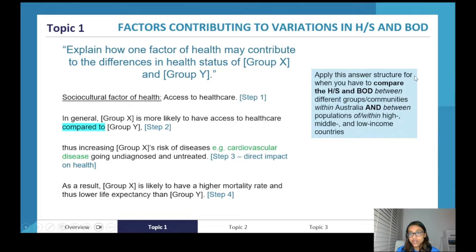And then you can apply this answer structure for when you have to compare the health status and burden of disease between different groups and communities within a country, so within Australia, and between populations within high, middle, and low income countries. So that just means within Australia, or between populations within a country, or populations of different countries. Especially with middle income countries, you might be asked to compare different populations within that middle income country.